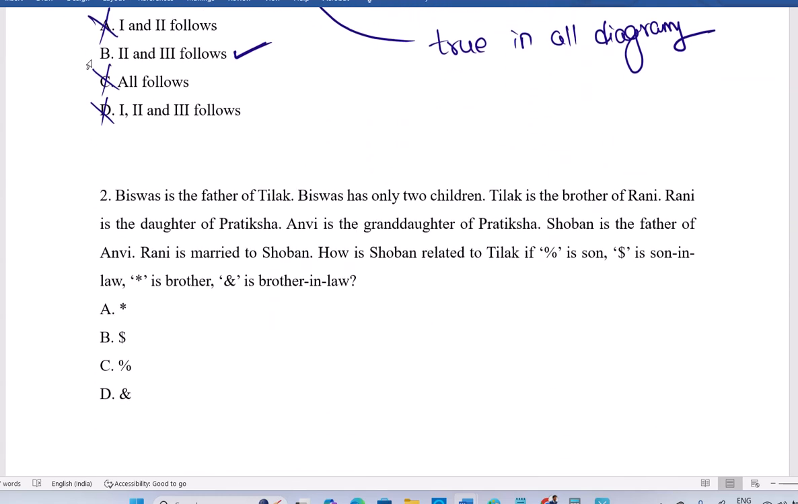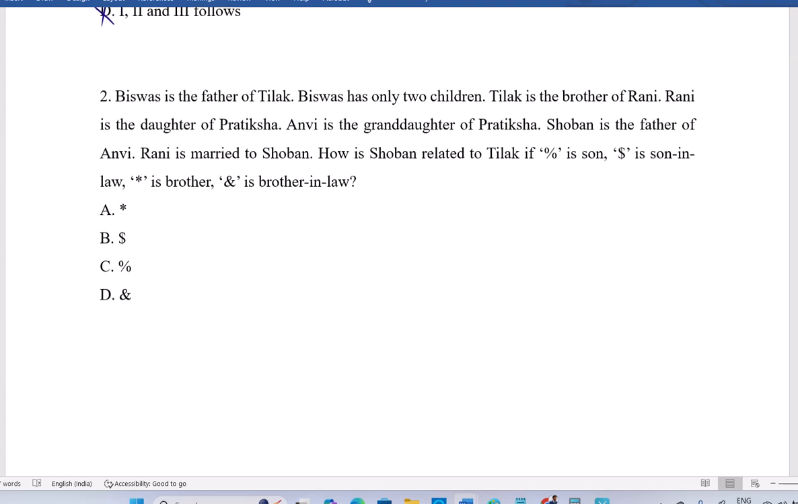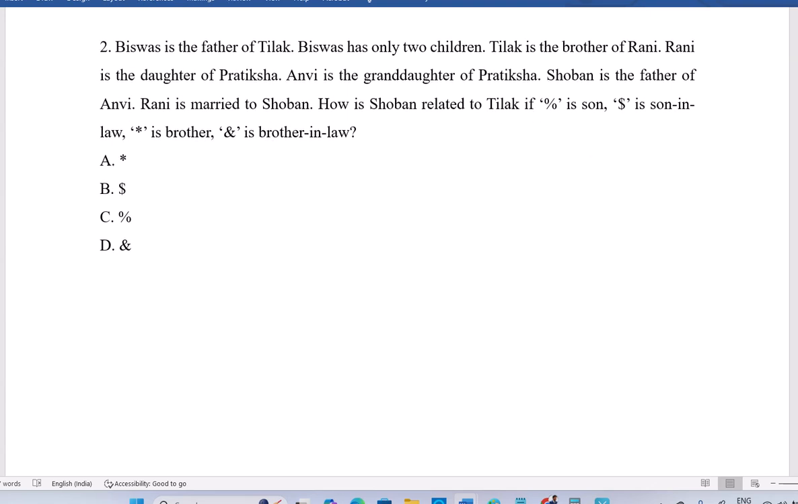Next one, blood relations. Biswas is the father of Tilak. Biswas has only two children. Tilak is brother of Rani. Rani is daughter of Pratiksha. So definitely Biswas and Pratiksha are a married couple. Rani is daughter of Pratiksha and Biswas.